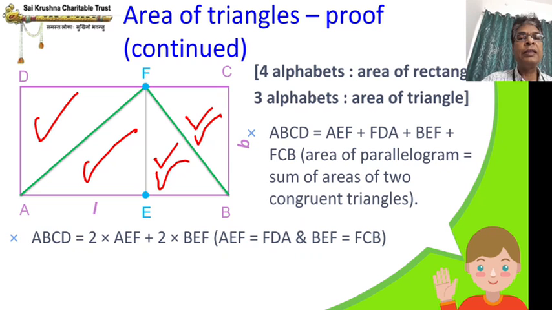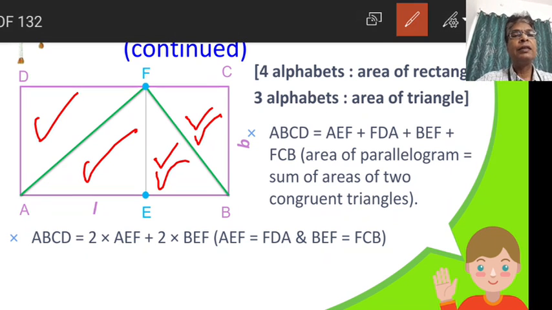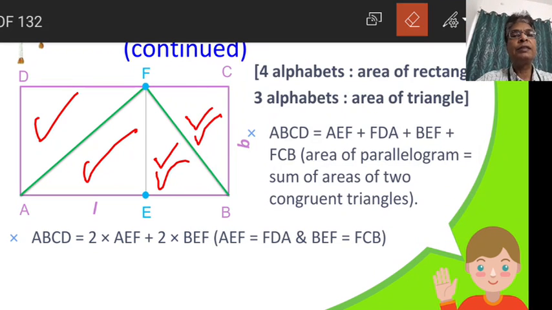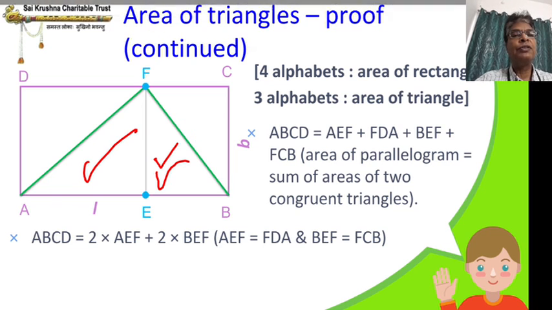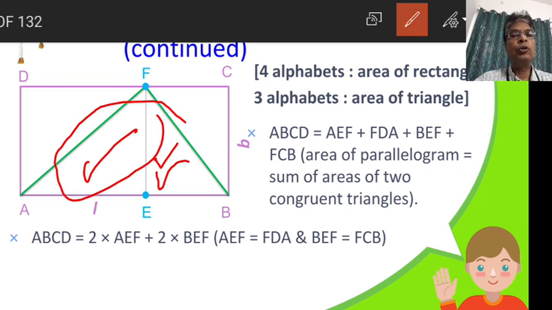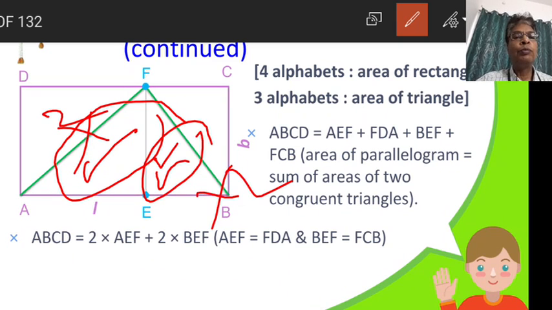So now we can consider they are 2 into. So now I will change this. I'll erase this, I'll remove this, I'm going to remove this. Now if you see what happens, this into 2 becomes the whole area of the rectangle, correct?